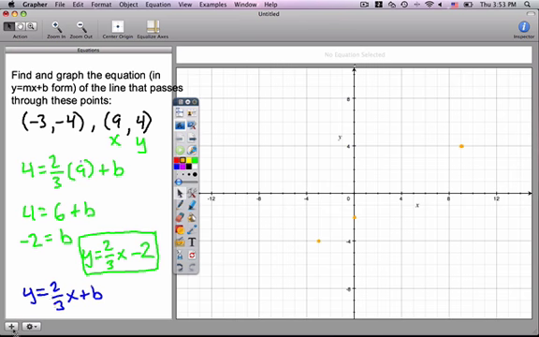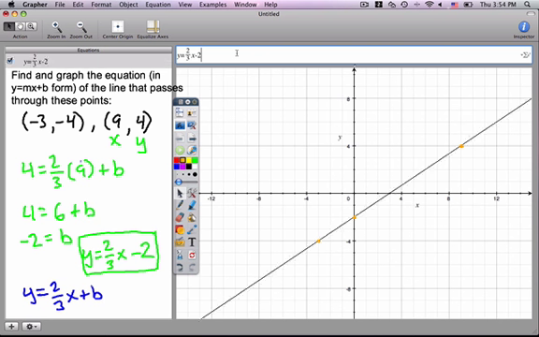Let's test that out. Let's add an equation up here. So y equals 2/3 x minus 2. And let's see. Perfect. Our line goes through all 3 points, which means we've done this correctly. And that is how we find and graph an equation using 2 points.